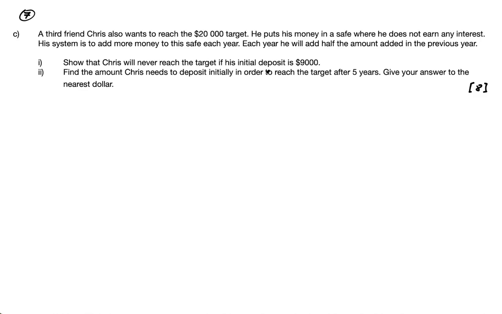Okay, part C. So we have a third friend, Chris, who also wants to reach the $20,000 target. He puts his money in a safe where he does not earn any interest. Bad idea, guys. If you want to save money, don't put your money in a safe. Anyway, his system is to add more money to this safe each year. Each year, he will add half the amount added in the previous year. Show that Chris will never reach the target if his initial deposit is $9,000.